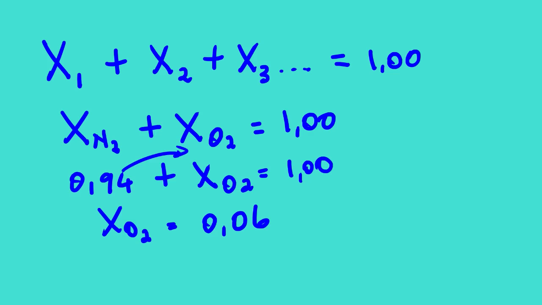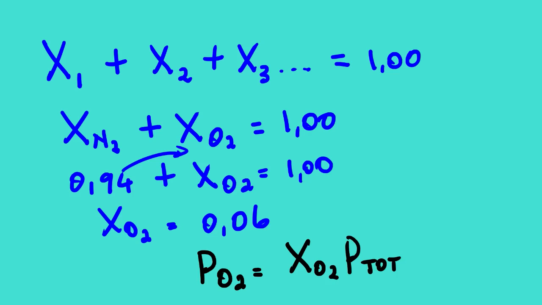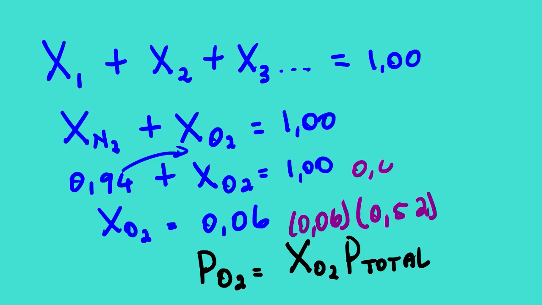Then from here we can use this equation. PO2 is equal to the mole fraction of O2 multiplied by the total pressure. So 0.06 multiplied by 0.52, you'll get that it should be 0.03. It is indeed equal to 0.03 atm. So this is another method you can use to find the partial pressure of oxygen.